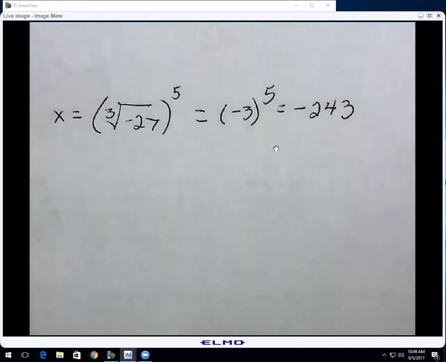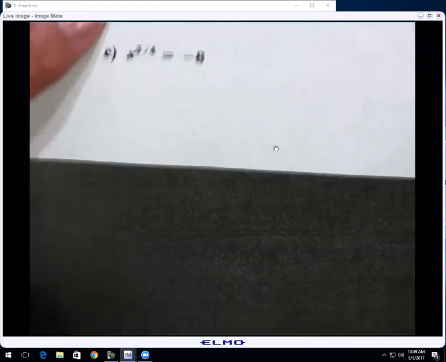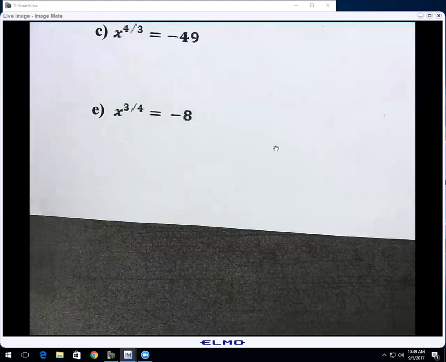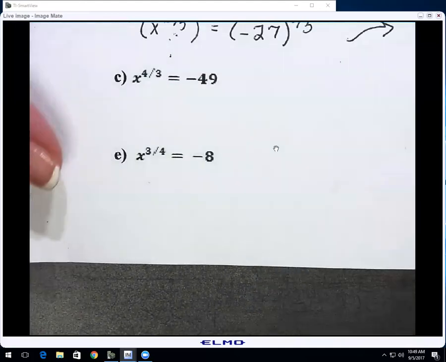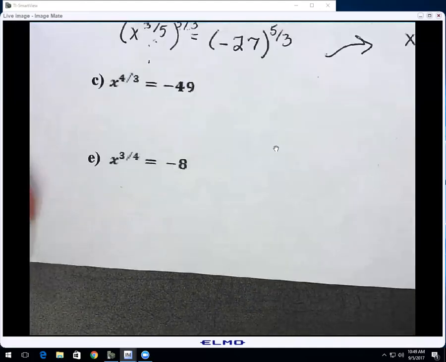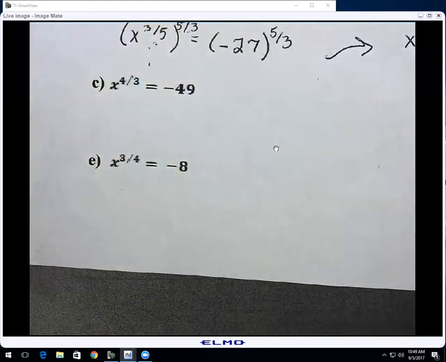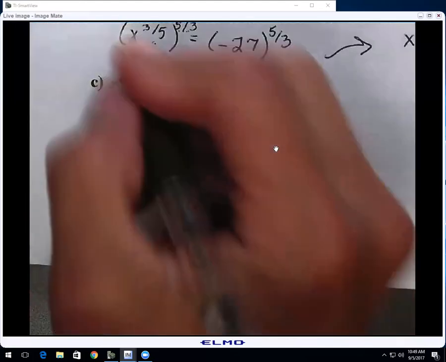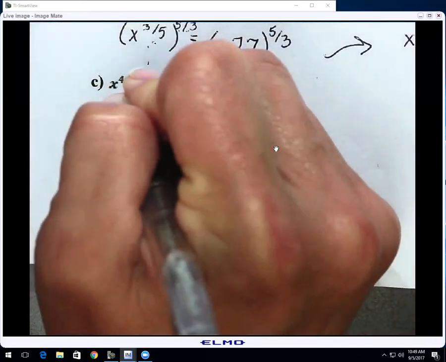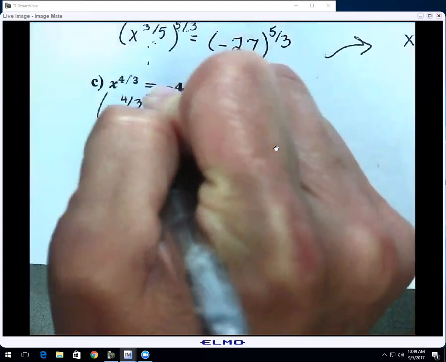All right. I have 3 more minutes. I need to write a note down for you, and we're about to discover that note on the C and the E part. On the C part, how do you un-4/3 something? Yeah, raise it to the 3/4 power. So what's going to happen here? Raise it to the 3/4 power.